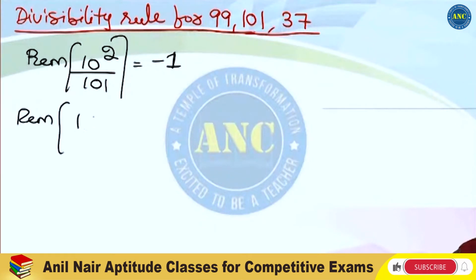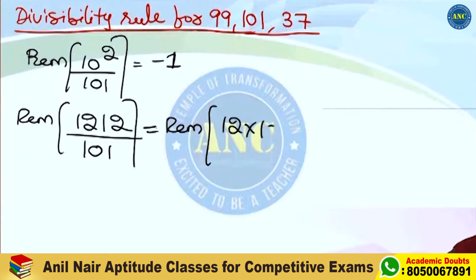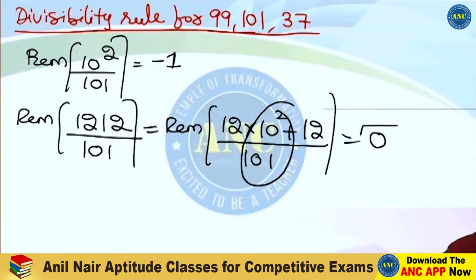Suppose instead of a 3-digit number, it is a 2-digit number, 1212 divided by 101. These are nothing but 12 into 10 square plus 12 divided by 101. 100 divided by 101 is minus 1. Minus 12 plus 12 is nothing but 0.